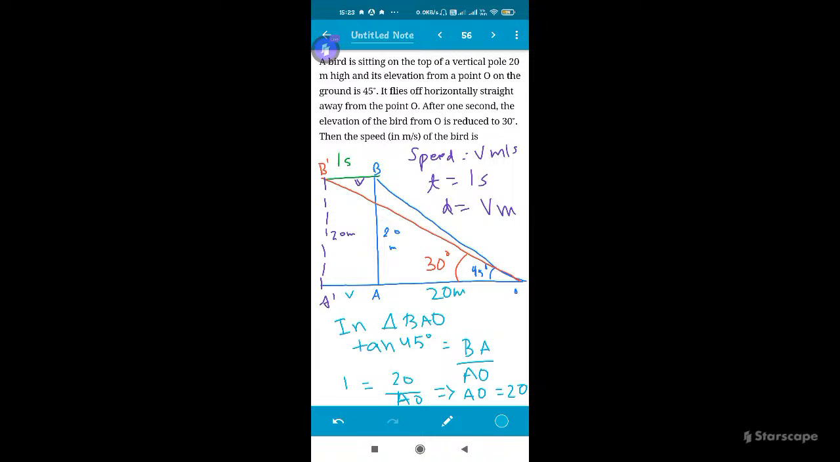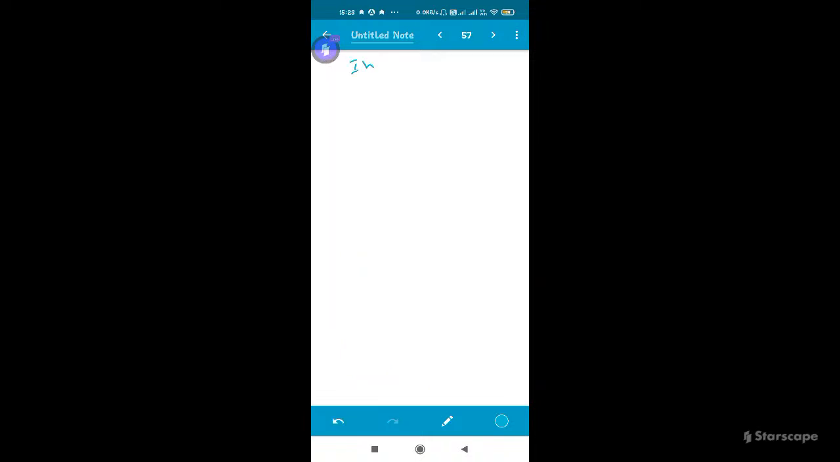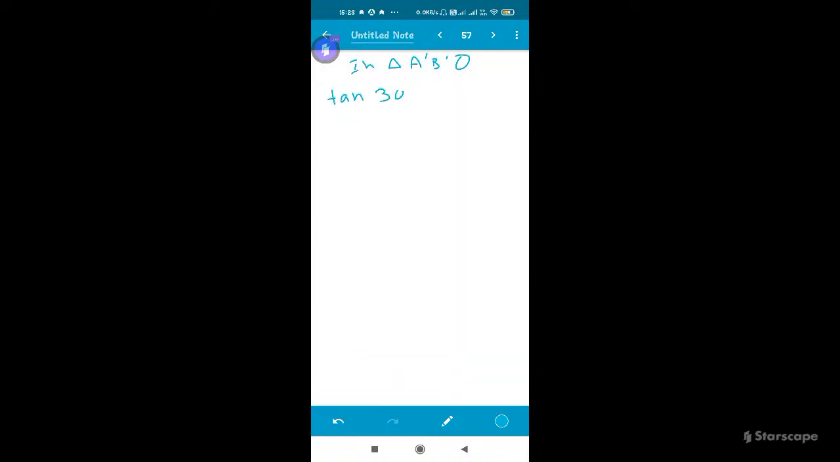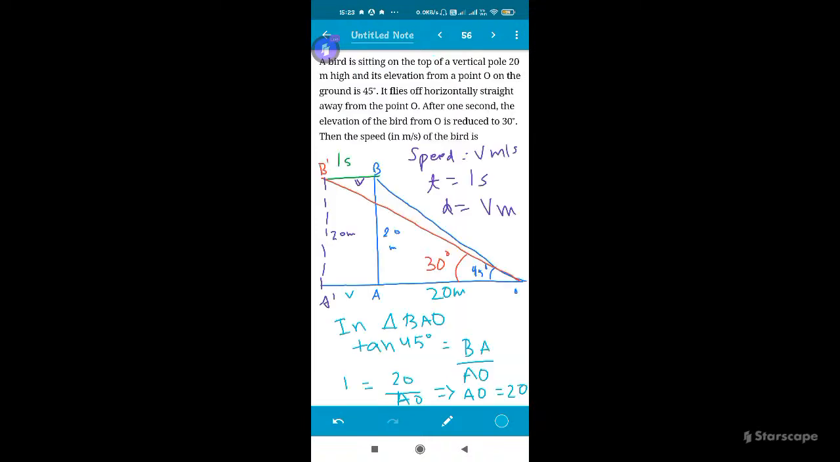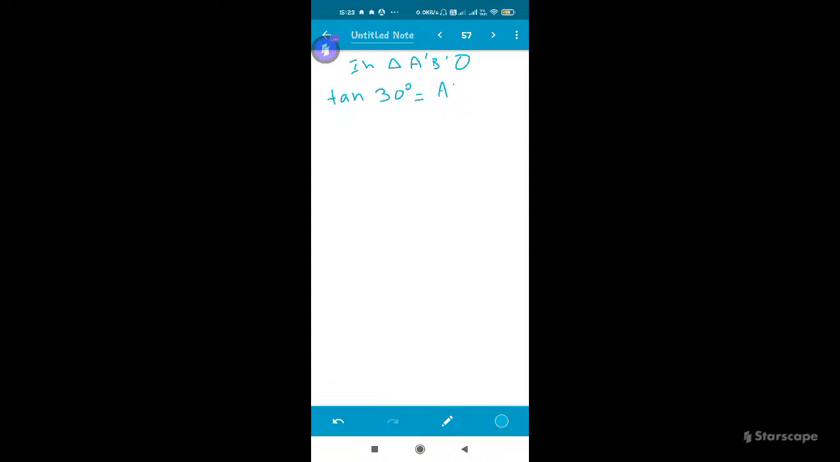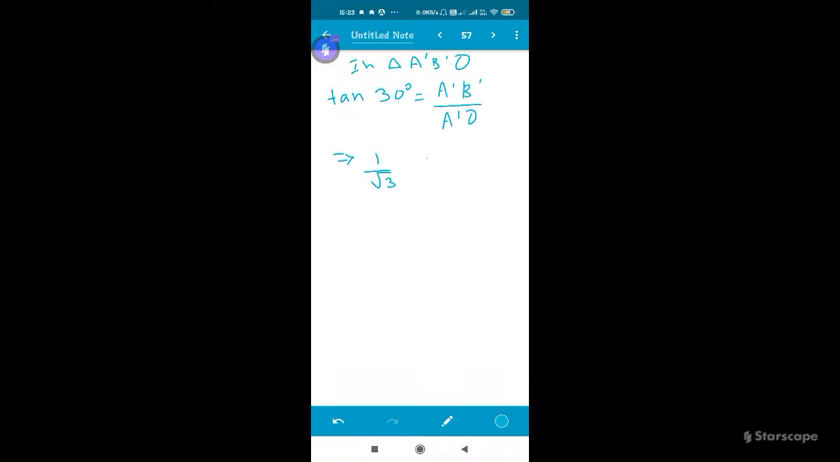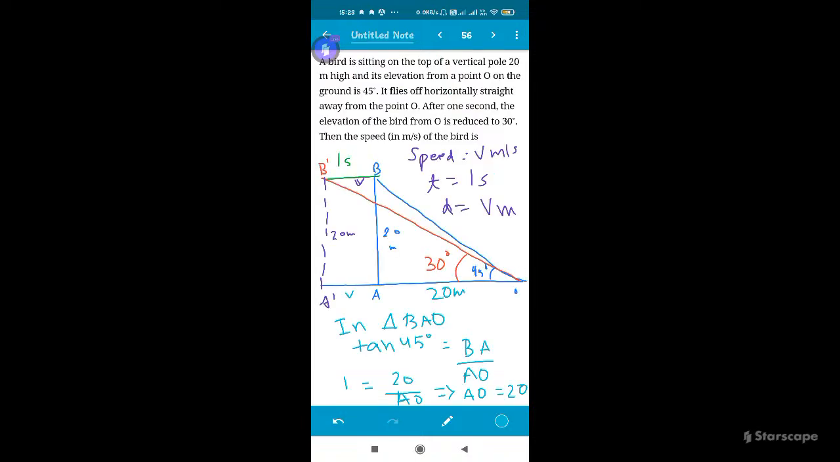So in triangle A dash B dash O, we have tan 30 degrees, right? Yes, tan 30 degrees is equal to A dash B dash by A dash O. So tan 30 degrees is 1 by root 3. Your A dash B dash is 20 meter and A dash O, A dash A was V and AO is 20, so 20 plus V.